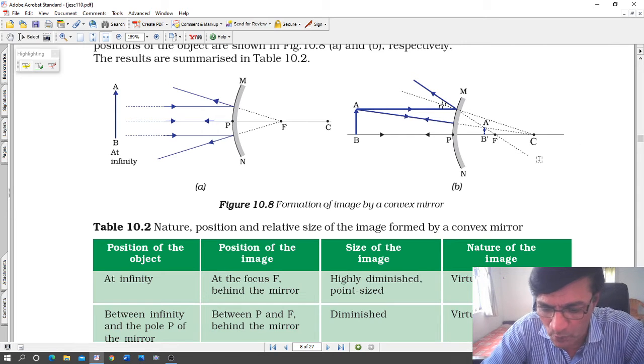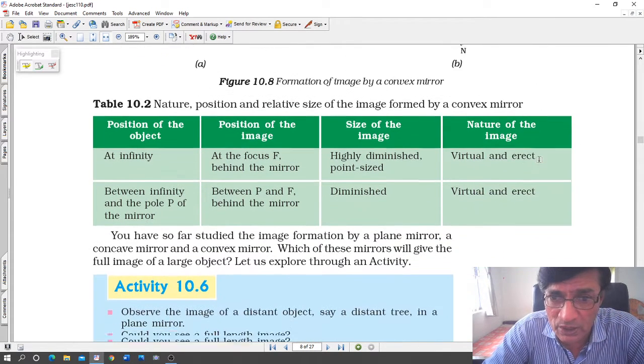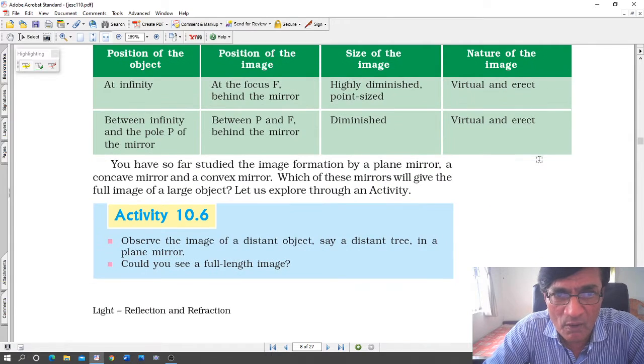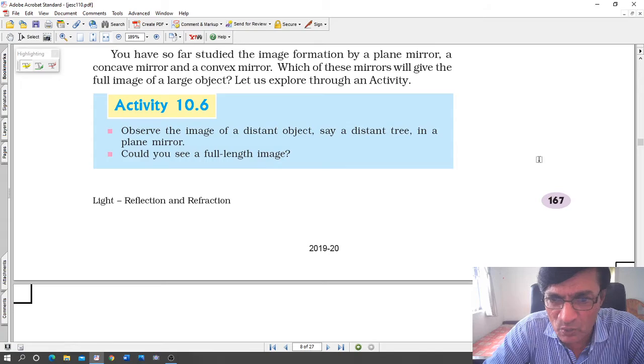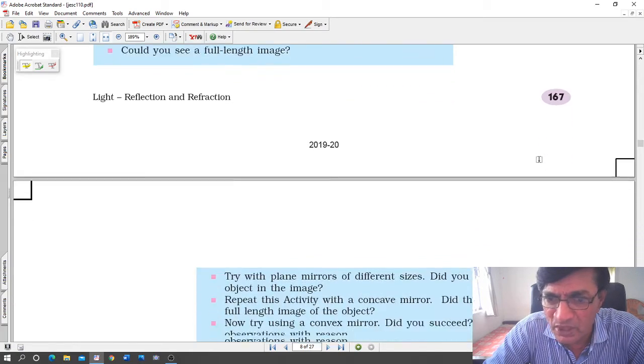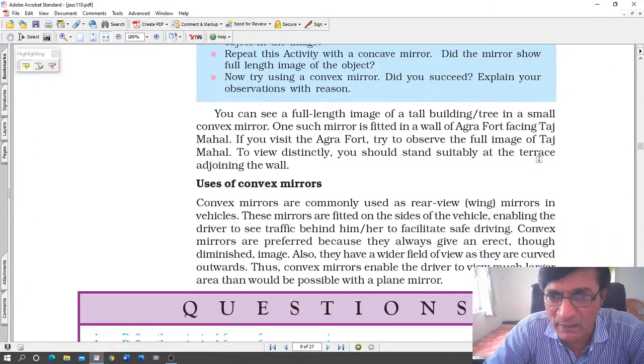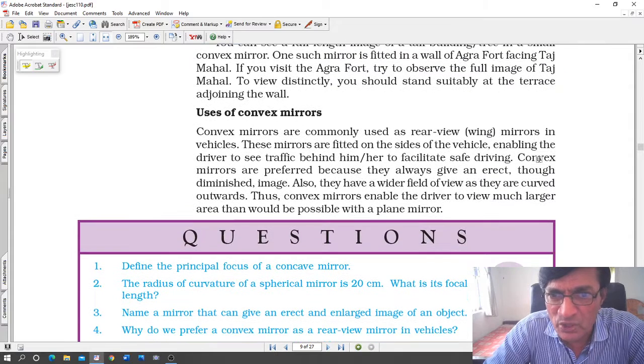Alright, so these are the only two positions that you need to understand how these images are formed at various positions. So for convex mirrors only two. For concave mirrors there will be 6 different positions, and these ray diagrams are important. Now, uses of concave and convex mirrors, extremely important.